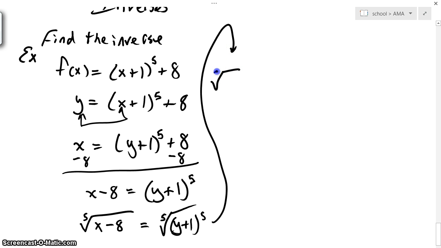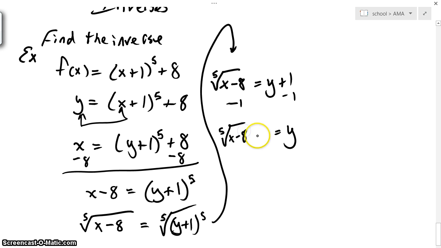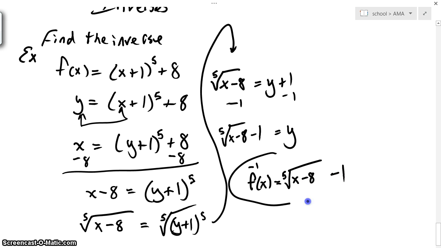The left-hand side becomes the fifth root of x minus 8. The right-hand side just becomes y plus 1. Then what? Well, we'll minus a 1 from both sides. And very quickly, we have the fifth root of x minus 8, then we have minus 1. What you would see written out, though, is that replacing y with the symbol f negative 1 of x, read f inverse of x, is really what would be expected for us to do as a final step.